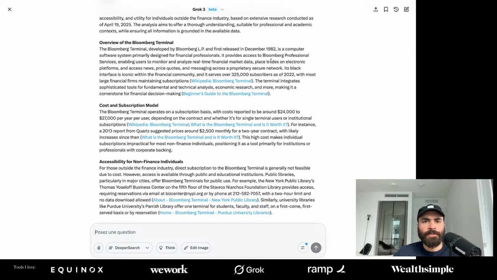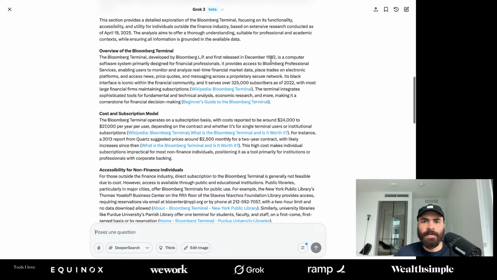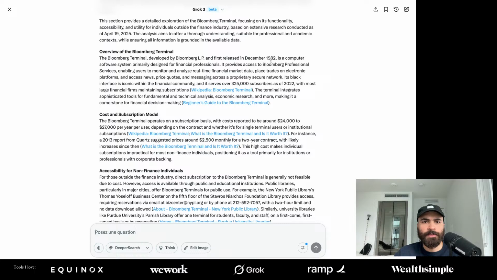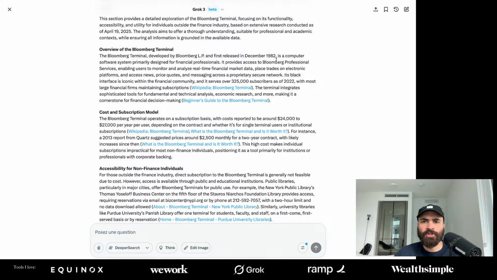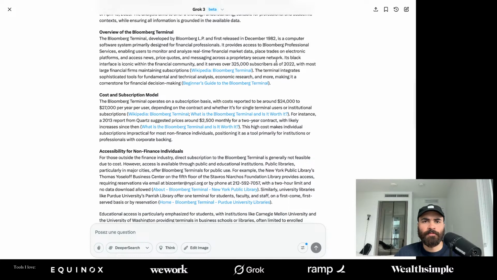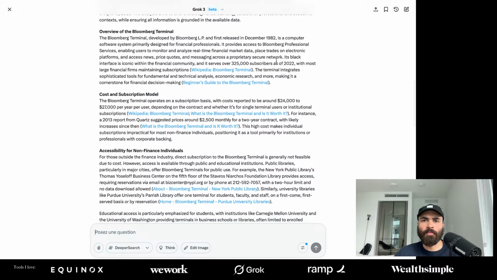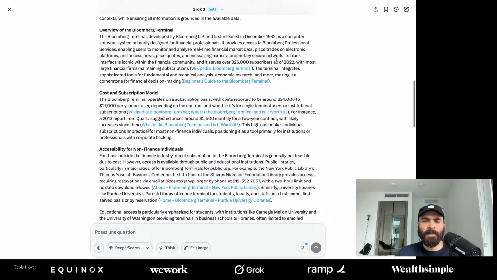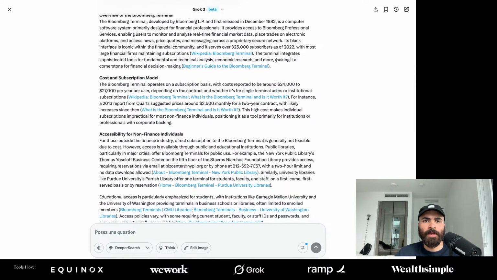It's a computer software system primarily designed for financial professionals. It provides access to Bloomberg professional services, enabling users to monitor and analyze real-time financial market data, place trades on electronic platforms, and access news, price quotes, messaging across a proprietary, secure network. Its black interface is iconic within the financial community, and it serves over 325,000 subscribers as of 2020.